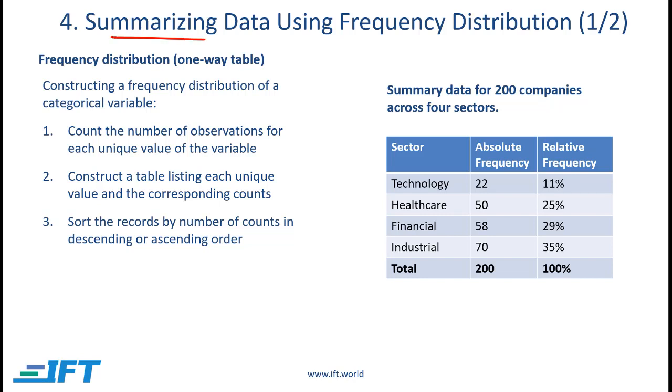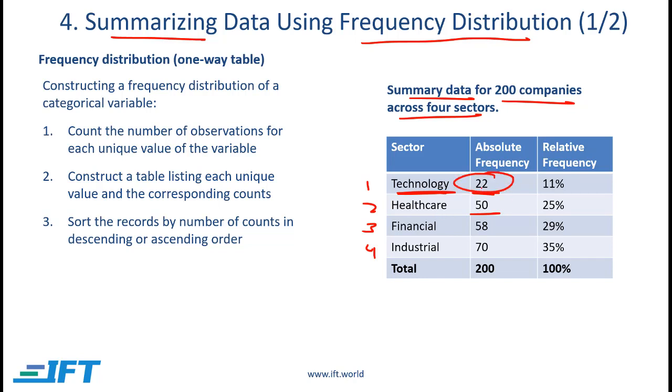We'll now look at how to summarize data using a frequency distribution. To understand the concept of a frequency distribution, let's consider a very simple example. Say we have summary data for 200 companies, and these 200 companies are across 4 different sectors. The sectors are technology, healthcare, the financial services sector, and the industrial sector. With a frequency distribution, basically we look at how many companies fall in each sector. So for example, here we notice that 22 companies are technology companies, 50 are healthcare companies, and so on.